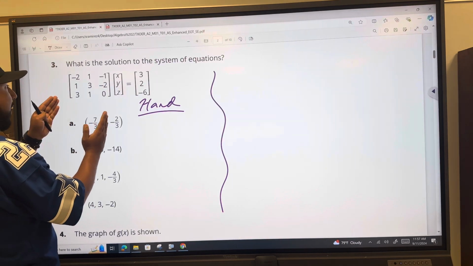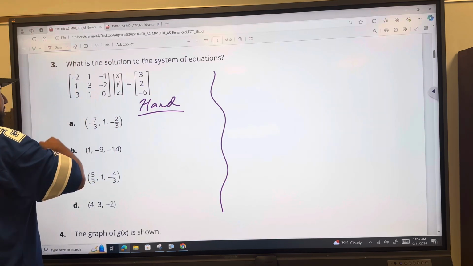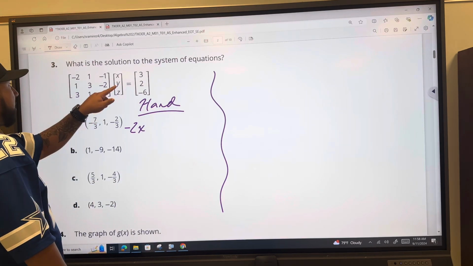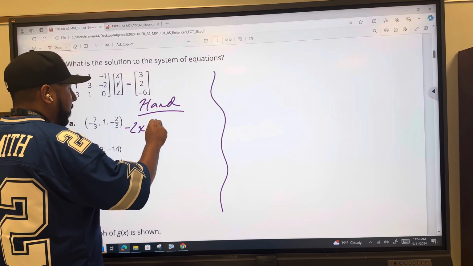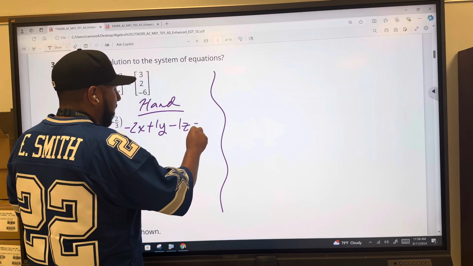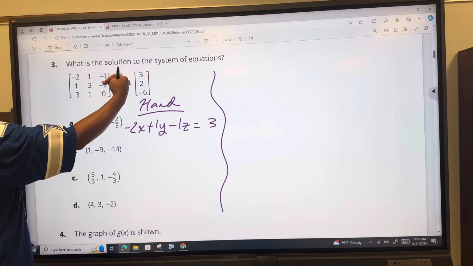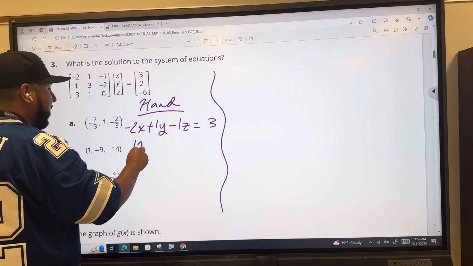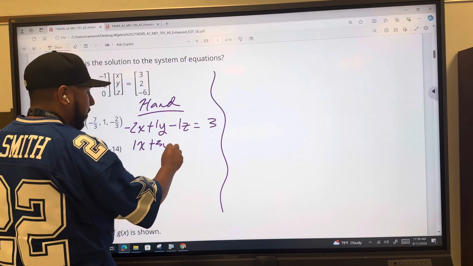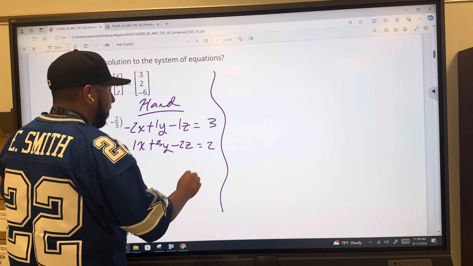Don't forget to multiply. It's a column times a row, column times a row, column times a row. So my first set is negative 2x plus 1y, I apologize, negative 1z equals the leftover 3. Second equation, column, row, 1x plus 3y minus 2z equals leftover 2.